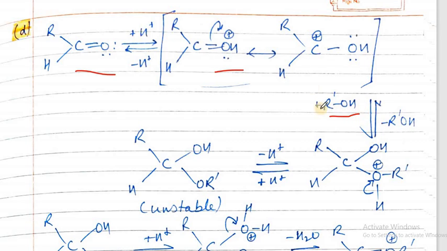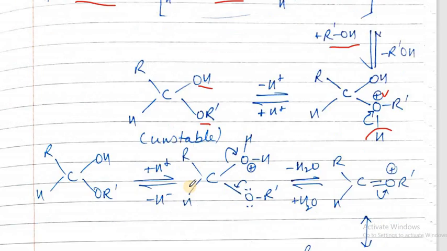Then this alcohol group will be attached to this carbon carrying positive charge, this carbocation. Now oxygen will carry positive charge, and then this hydrogen is released as H positive, and the electrons neutralize the oxygen, and we get OH, OR dash. This is hemiacetal, and this is unstable.